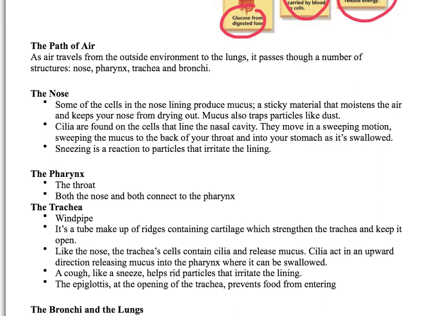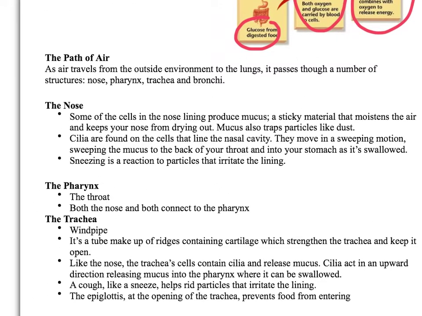Now, the nose has cells within your nasal lining that produce mucus. And we talked about mucus when we talked about the digestive system, and it pretty much has a similar function. It's a sticky material, and what it does is it moistens the air, which means it adds some humidity, or some liquid to the air, in order to keep your nose from drying out. You'll probably remember that whenever you have a cold and you're always blowing your nose and getting rid of that mucus, your nose may dry out because you're continuously getting rid of it. You do need some of that in your nose to keep it moist.